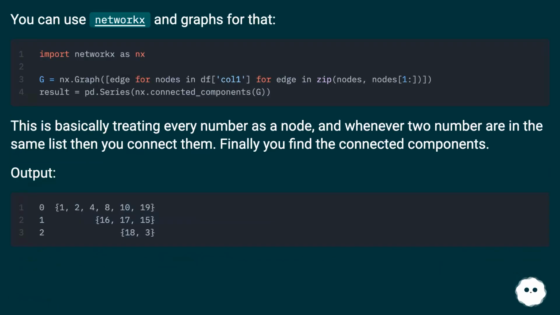You can use networkx and graphs for that. This is basically treating every number as a node, and whenever two numbers are in the same list then you connect them. Finally you find the connected components. Output.